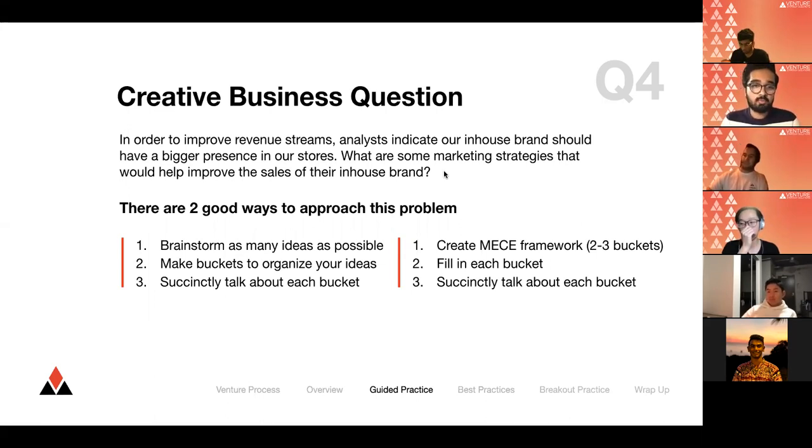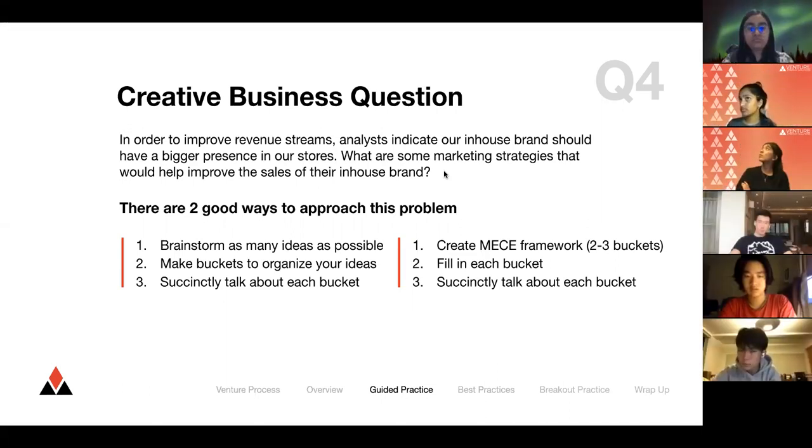In order to improve revenue streams, analysts indicate our in-house brand should have a bigger presence in our stores. What are some marketing strategies that would help improve the sales of their in-house brand? So basically, if you think about it, how can Costco sell more of Kirkland? That would be a good proxy to think about for this.